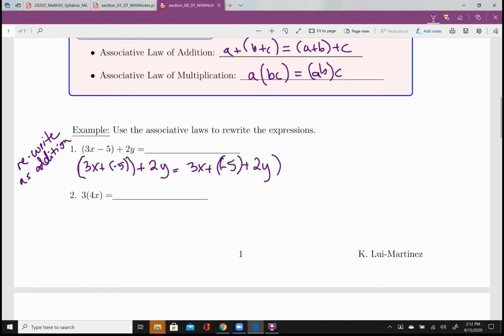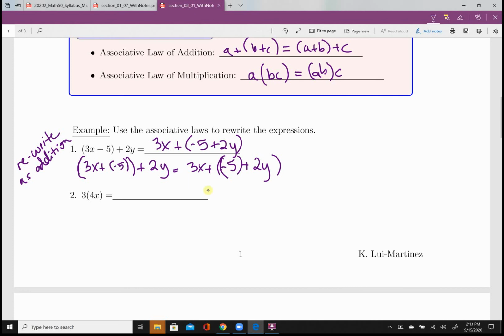But you might be noticing that these inner parentheses right here are technically unnecessary, so you can drop them at this point and just leave it as 3x plus the quantity negative 5 plus 2y. And there you have it. We have successfully used the associativity of addition. There was a little bit of a pre-game item that we needed to address, and that was turning that instance of subtraction into addition. That's what allowed us to use the associative law of addition. All of the operations between the terms need to be addition in order for you to use this law.